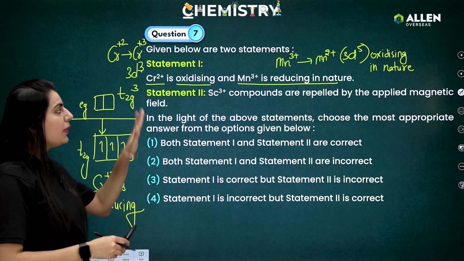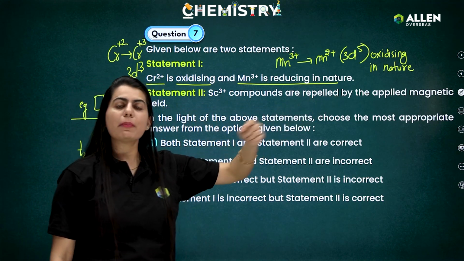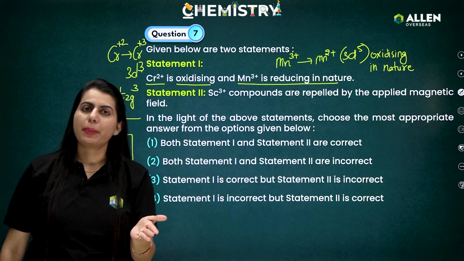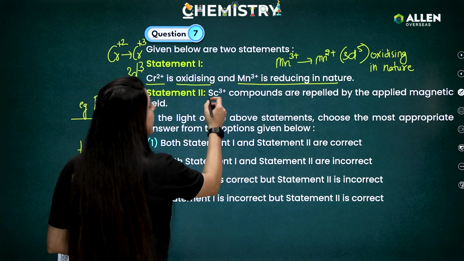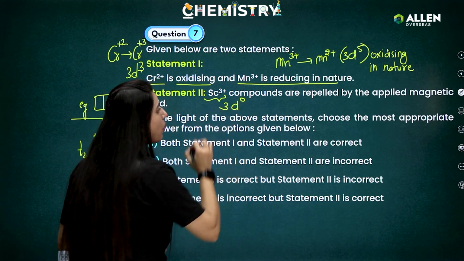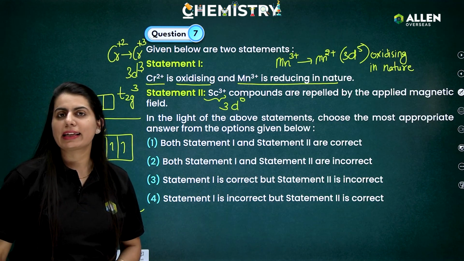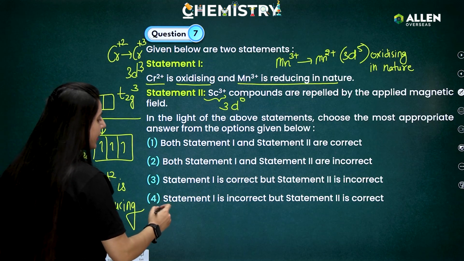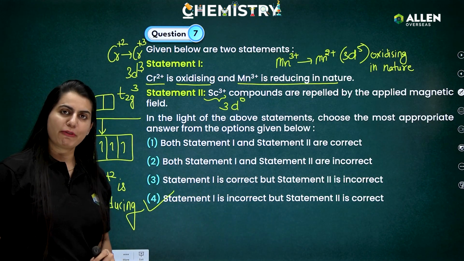Now, statement 2 says scandium +3 compounds are repelled by applied magnetic field. We know that by checking the number of unpaired electrons, we can judge the magnetic behavior of an ion. Scandium +3 has a 3d0 configuration, which means obviously it will not be magnetic in nature. So this statement is absolutely right. The first statement is incorrect, whereas the second statement is correct. So the answer for question number 7 will be 4th.